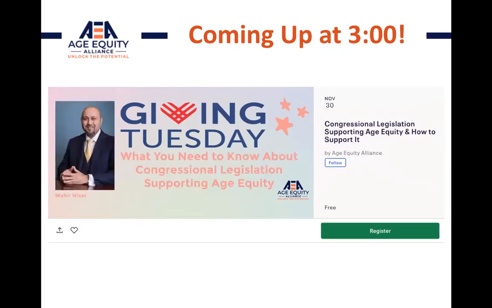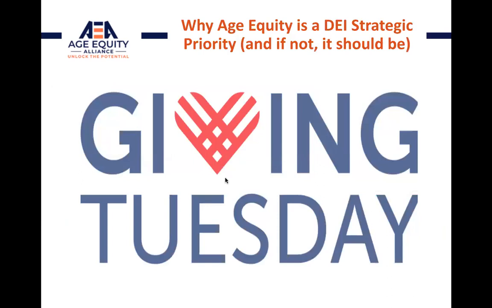Then finally, we'll end the day at 3 p.m. Eastern time with Meyer Nassar. Meyer Nassar is a labor and employment attorney, and he will be talking about, in the U.S., the current congressional legislation that supports age equity, and why it's really important for us to get behind it and ask our senators to do the same.